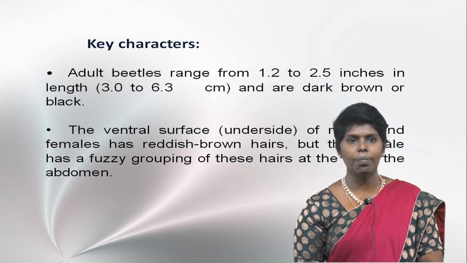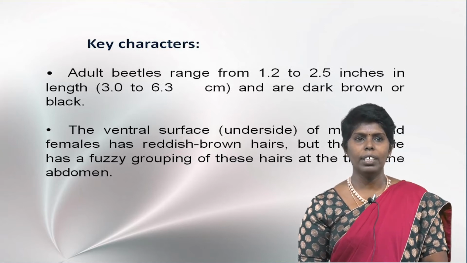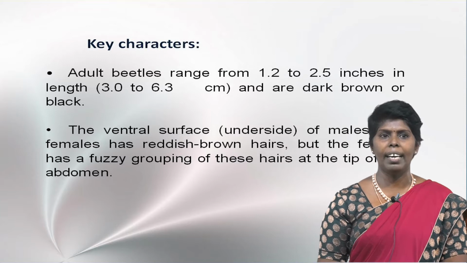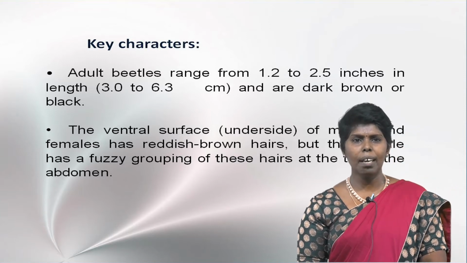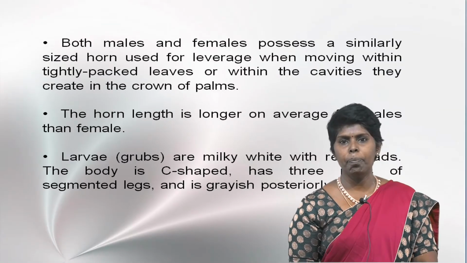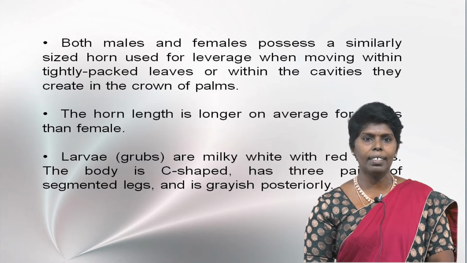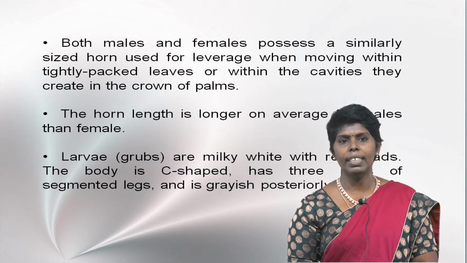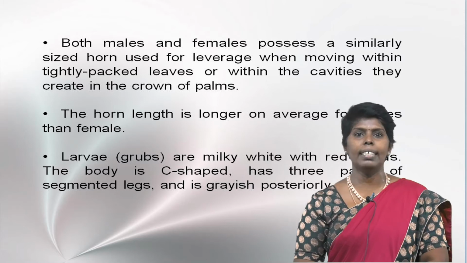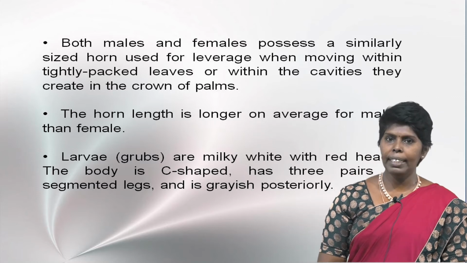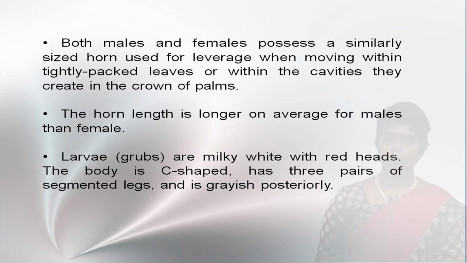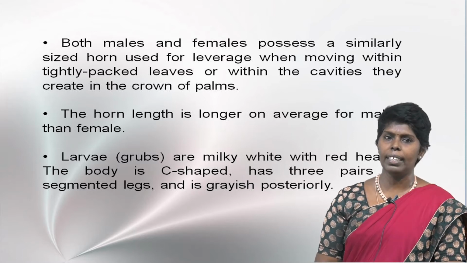On the ventral surface of the adult beetle, both male and female have reddish brown hair, but the female has fuzzy groups of hair at the tip of the abdomen. This is the peculiar character by which we can identify the female from the male. Both male and female possess a horn, which helps in moving within the tightly packed leaves. The horn is used to enter inside the coconut palm. Another identification key between male and female is the horn: in the female it is very short, and in the male it is average.